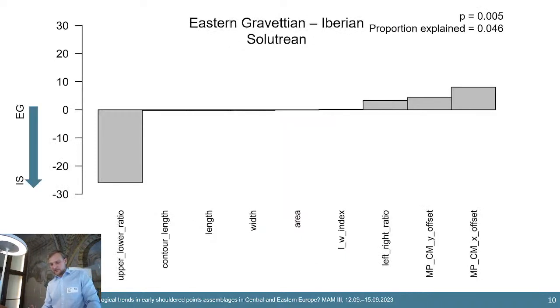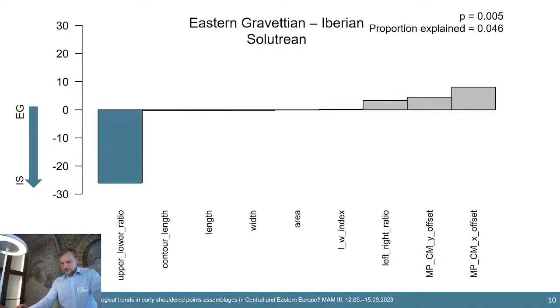Interestingly, the significant differences between the shoulder points of those two technocomplexes and regions are not in size, but within the shape of the point itself. Iberian Solutrean points tend to have a much longer distal part, respectively a shorter hafting part, and therefore a lower center of mass than the Gravettian ones.